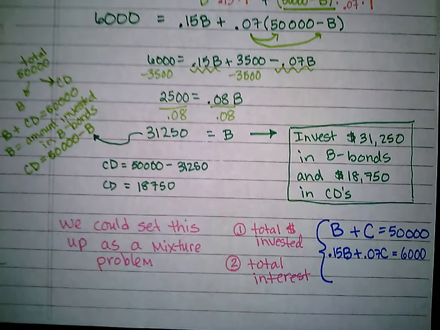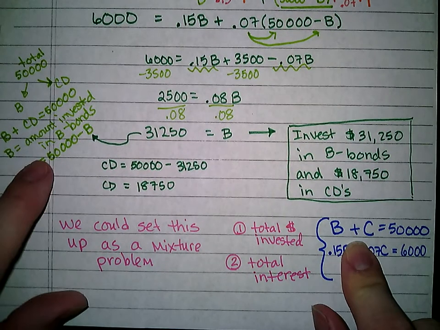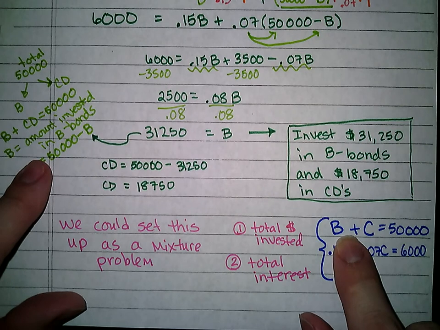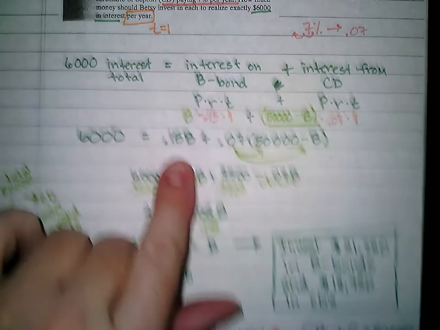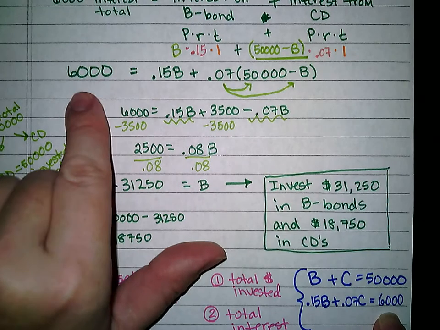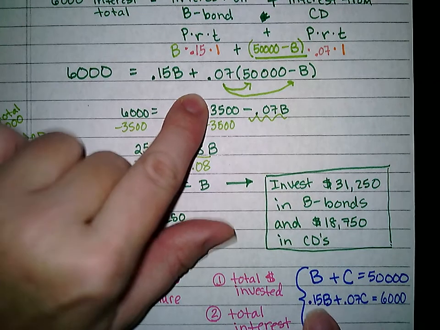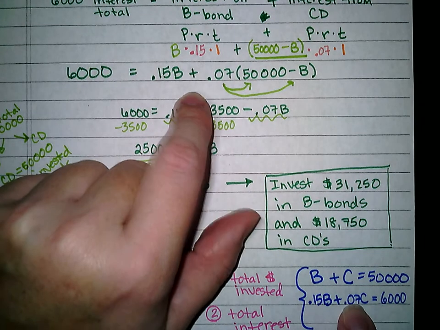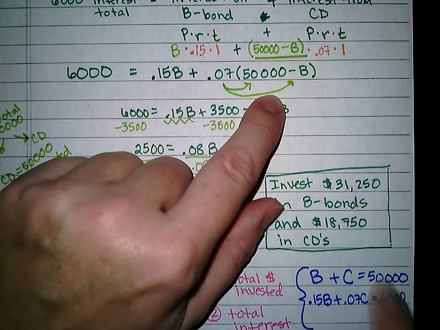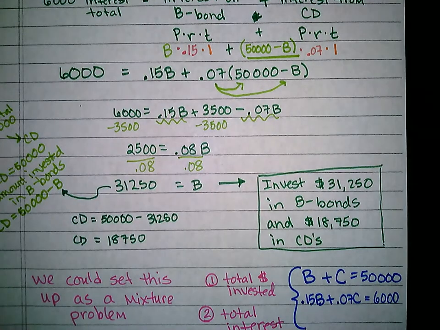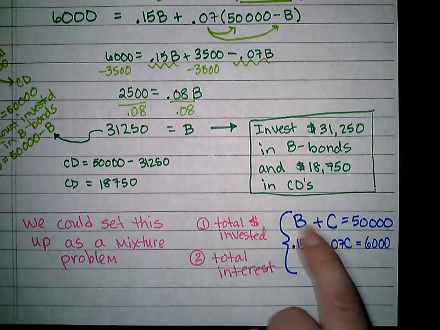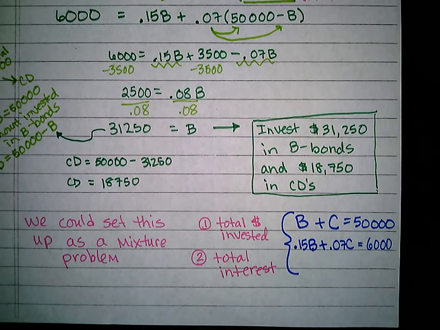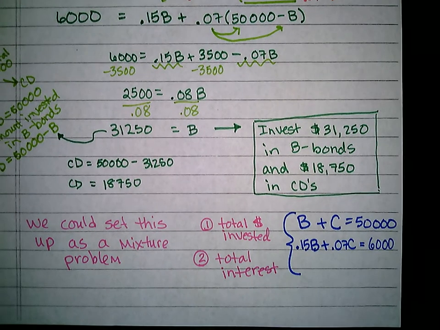There we go. So we would have 50,000 minus B for our CDs, and then we would plug that in here, which is exactly what we had up here. So we would have had 6,000, there's our 6,000, equals 0.15 B plus 0.07 times 50,000 minus B. Or we could solve by elimination. So like multiply this whole equation 1 by negative 0.07 and solve by elimination.